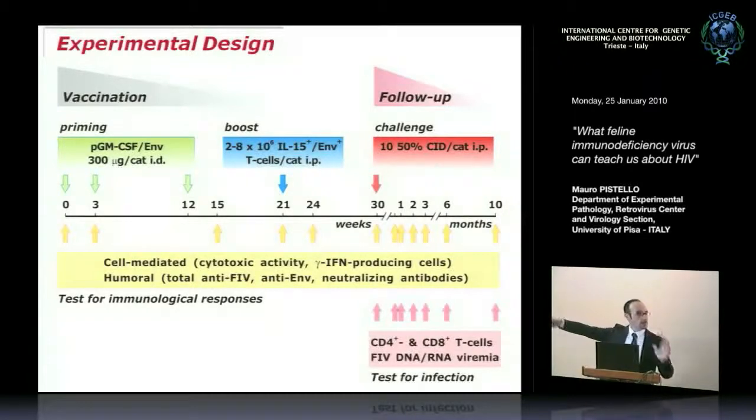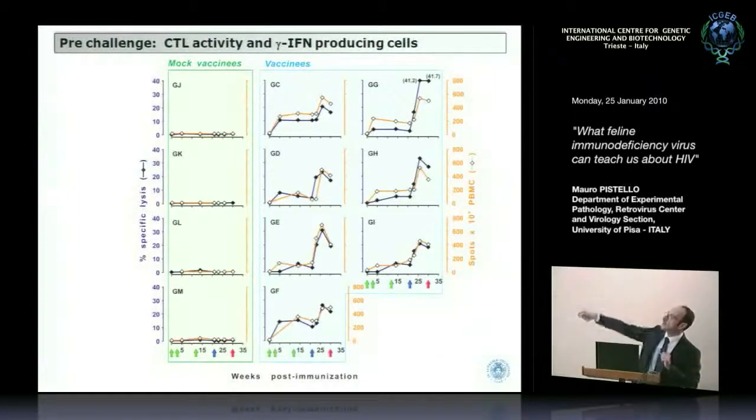We monitored the immune response at 3 weeks after the first boost, 3 weeks after the third priming boost, 3 weeks after the boost, and at the day of challenge. So those are the results. These are the mock vaccines. The mock vaccines were four animals which were vaccinated at the same time with the empty vaccine or empty particles, so particles which were assembled and produced without a vector inside. And these are the responses that we observe from the vaccinated animals.